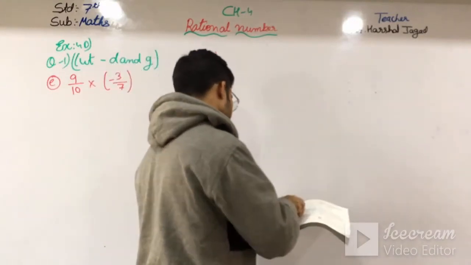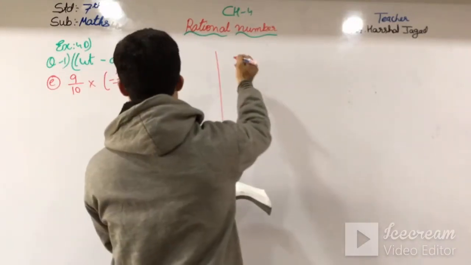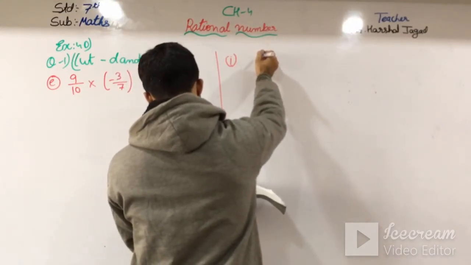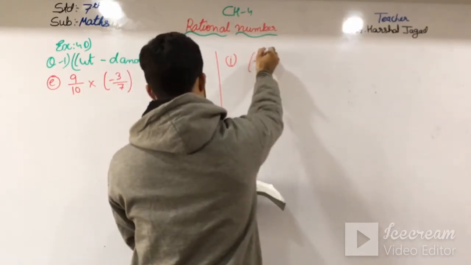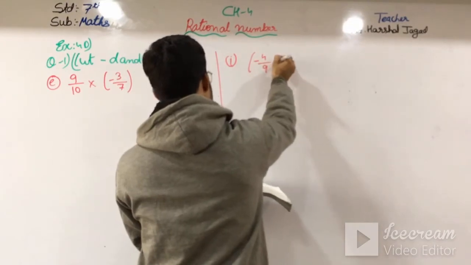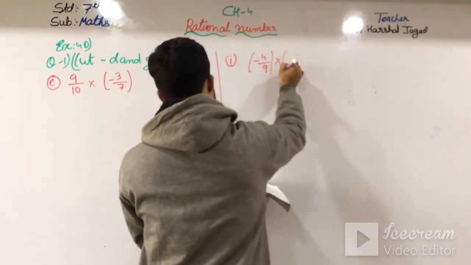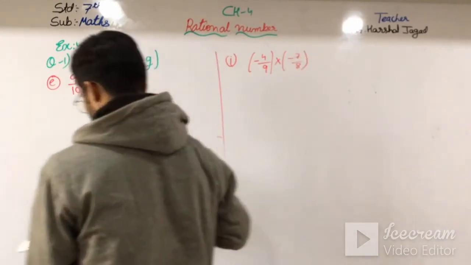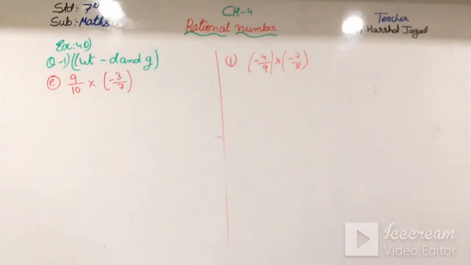Not J, we will use I, because it has a minus sign and you will get confused. In that there is only multiplication. So minus 4 by 9 into minus 7 by 8. Let us do both one by one.